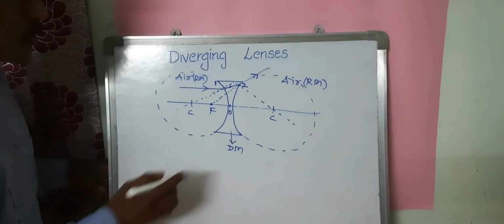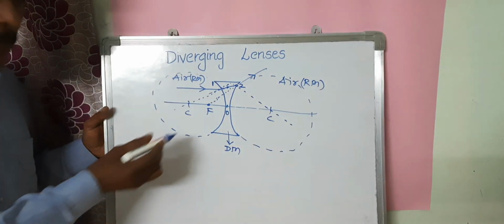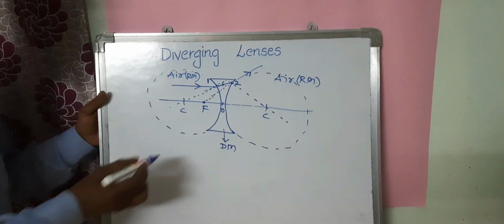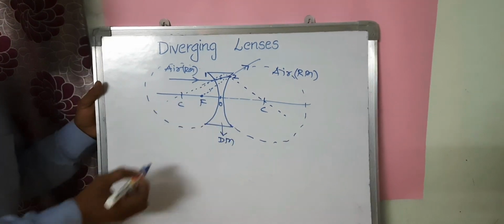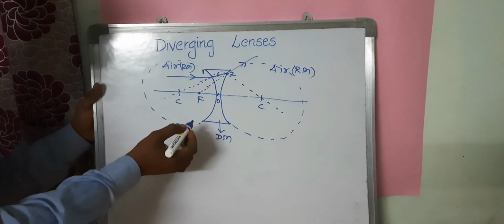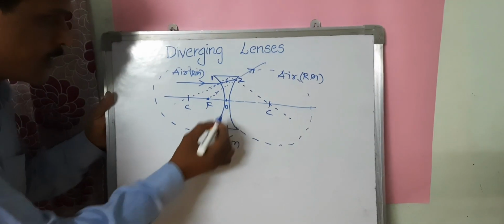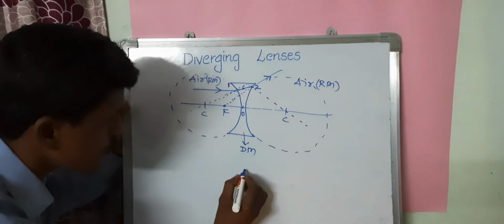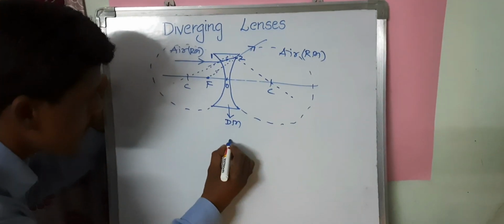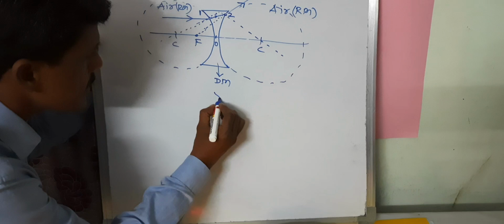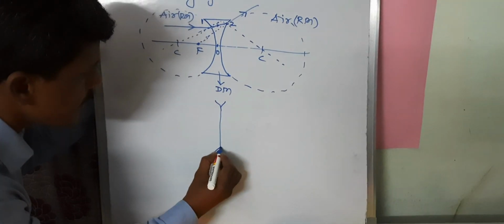But at school level, we are learning about thin lenses, which means lenses whose thickness is very small compared to the radii of curvature. So we are not considering the thickness of this lens. So net refraction takes place at one surface, which is shown like this. A thin concave lens is shown like this. This is the thin concave lens.